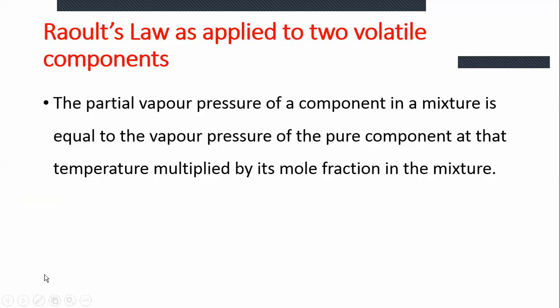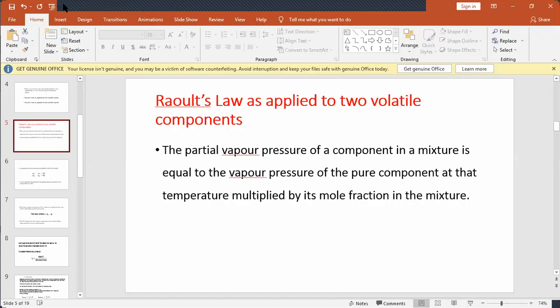So what we are saying is this: if I want to calculate the partial pressure of component B in that mixture, the partial vapor pressure of component B in that mixture is going to be the vapor pressure of my pure component B multiplied by the mole fraction of component B. It's in that way that I can get the vapor pressure of that component in the mixture.